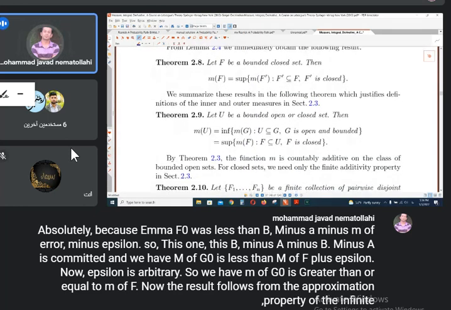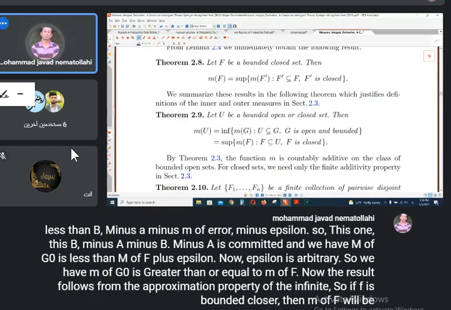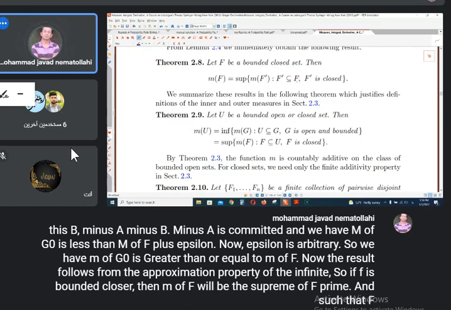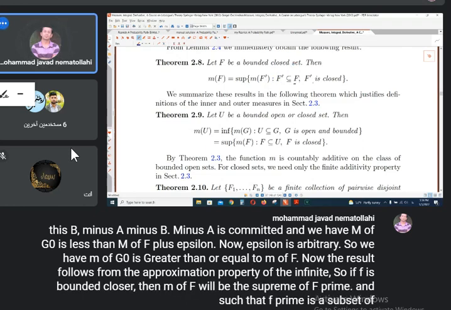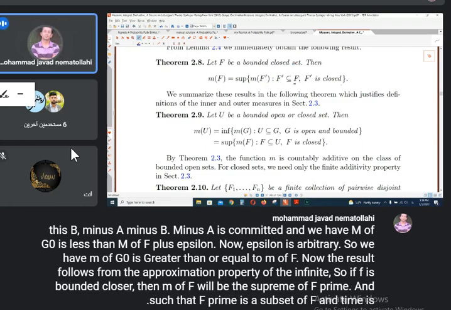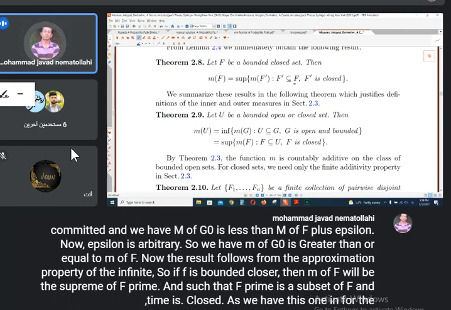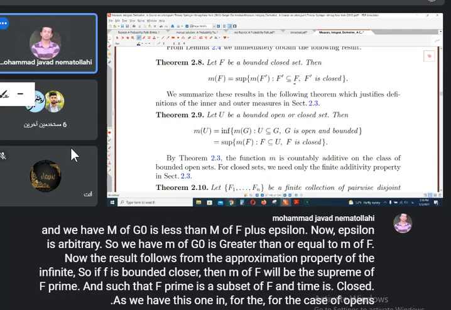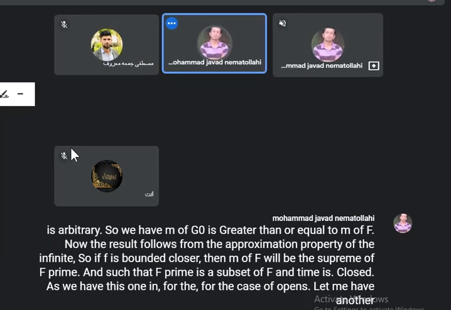Now, if F is a bounded closed set, then M of F will be the supremum of M of F prime, such that F prime is a subset of F and F prime is closed. As we have this one for the case of open sets.